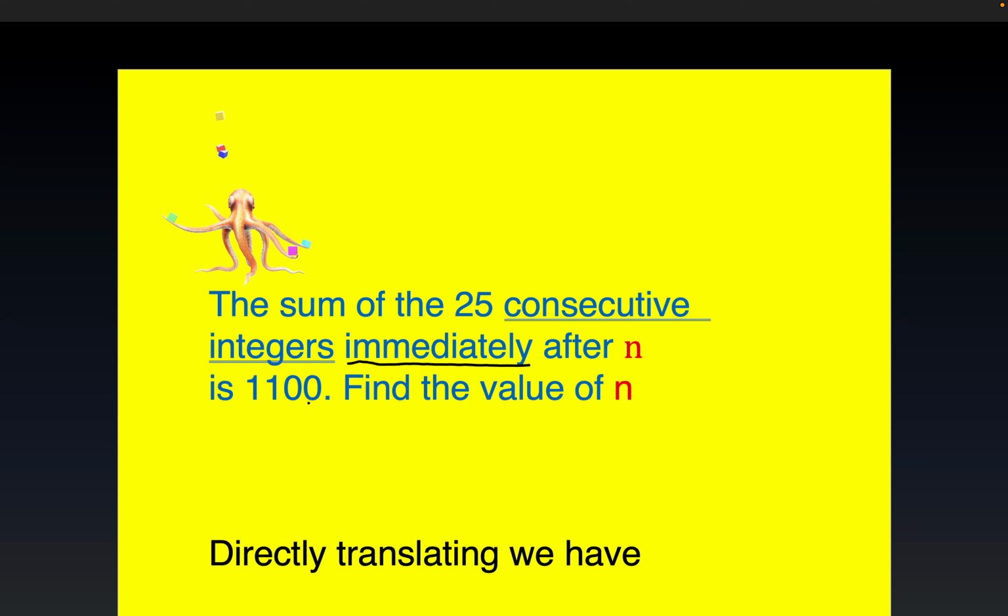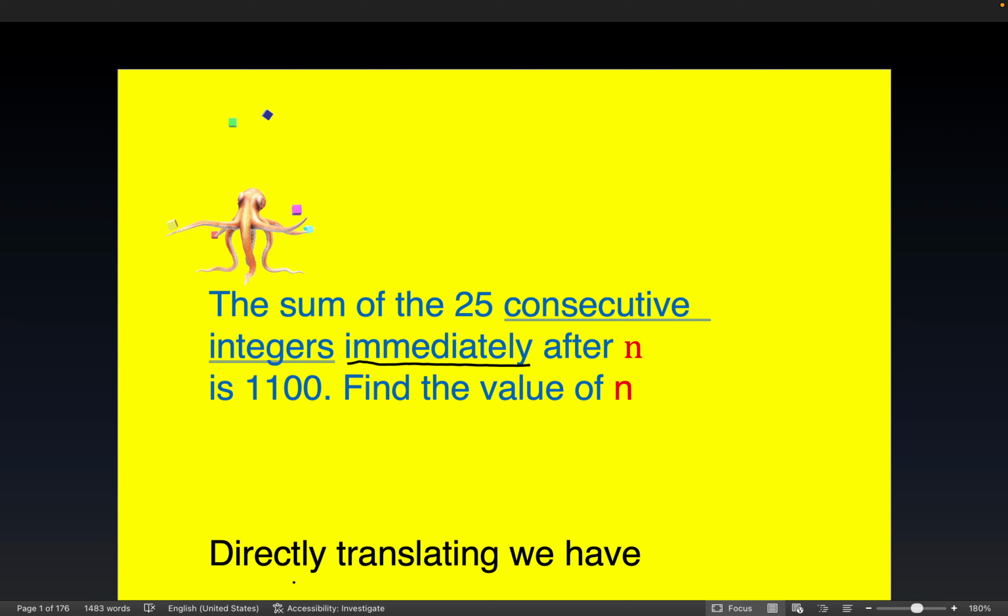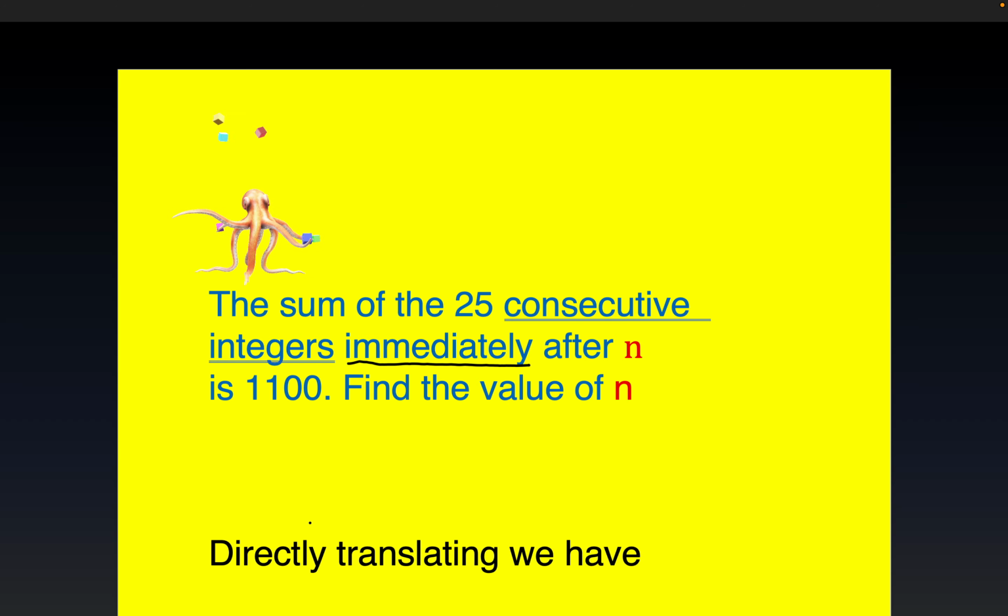We have 25 consecutive integers, and I guess we can assume they're positive since they sum to 1100. Although that's not really true, is it? Maybe I should say positive integers, I don't know. But we're supposed to find the value of n that these 25 consecutive integers start after, if you will. So direct translation is a word problem technique.